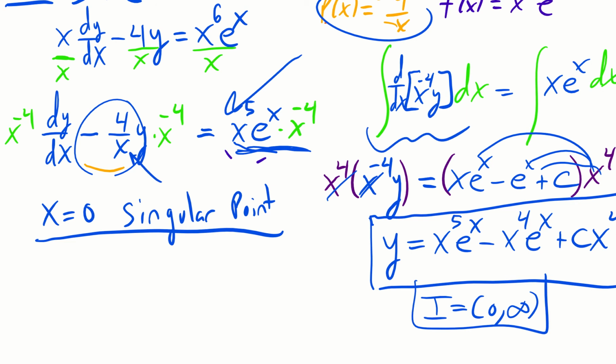And in general, to find the singular points, they come from where p of x or f of x would not be defined. And here, because we divided by x, when x is equal to 0, that would have given us a division by 0.